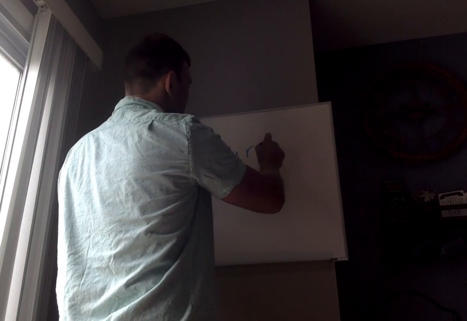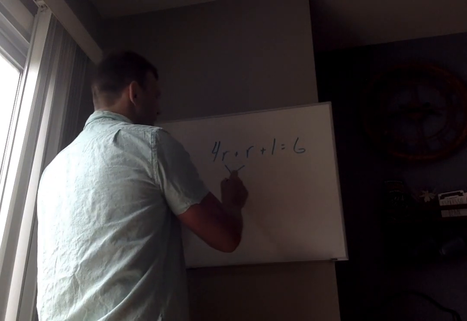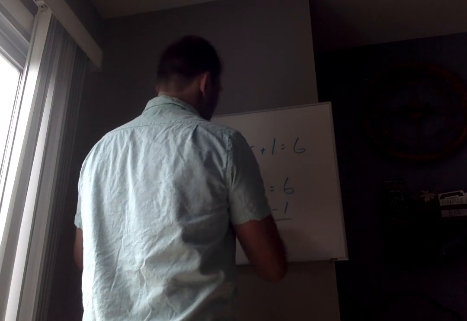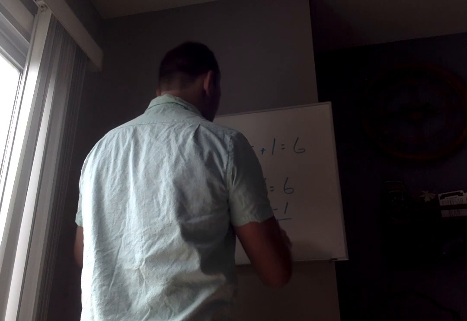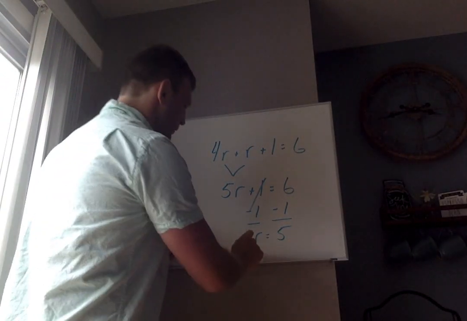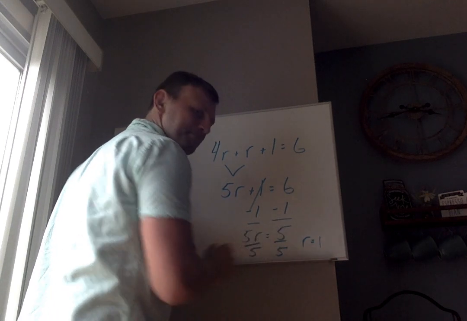So we have 4r and r, that's 5r, plus 1 equals 6. Subtract 1, and we have 5r equals 5. Now I'm going to divide by 5, and I get r equals 1.